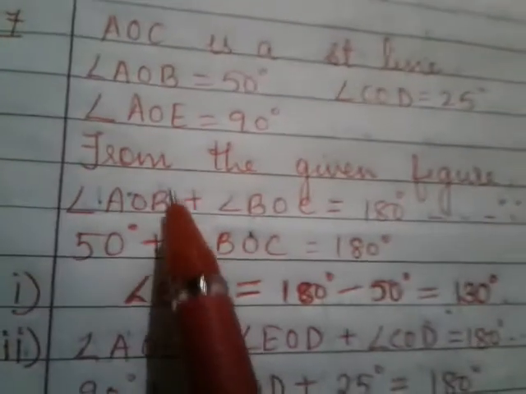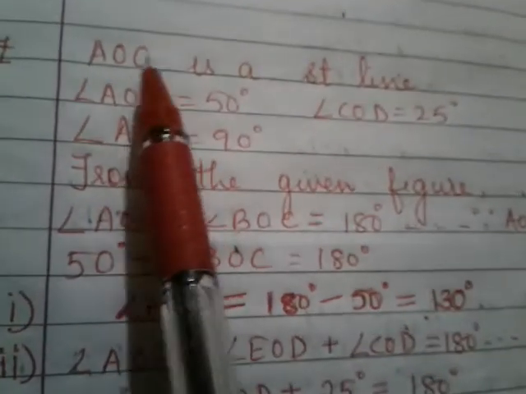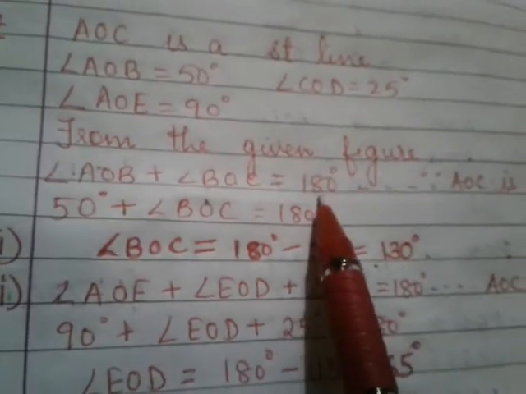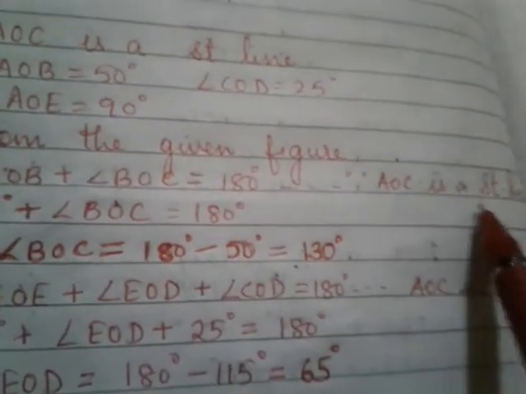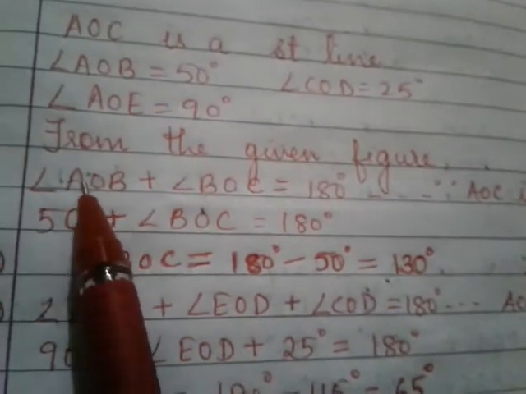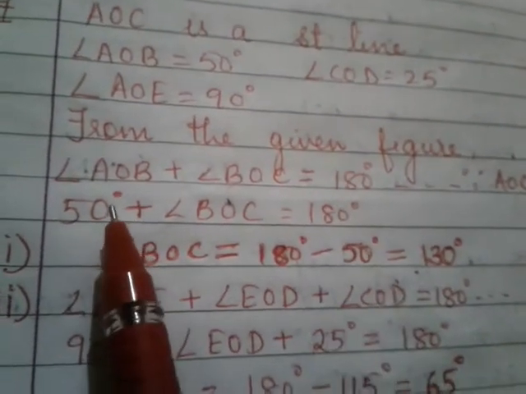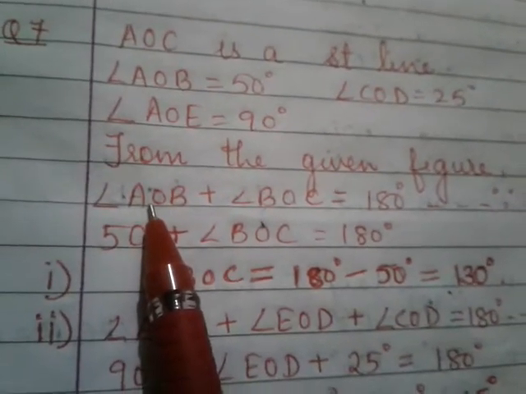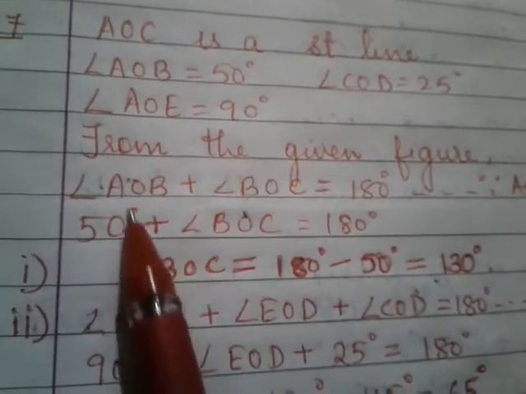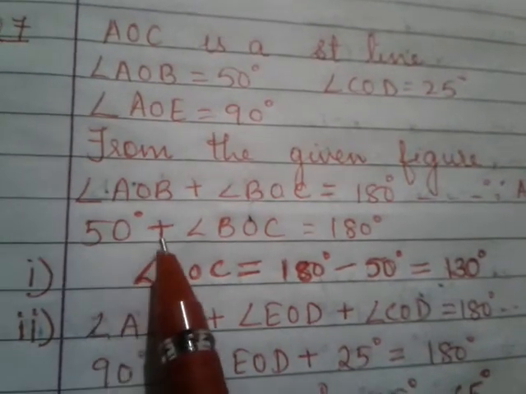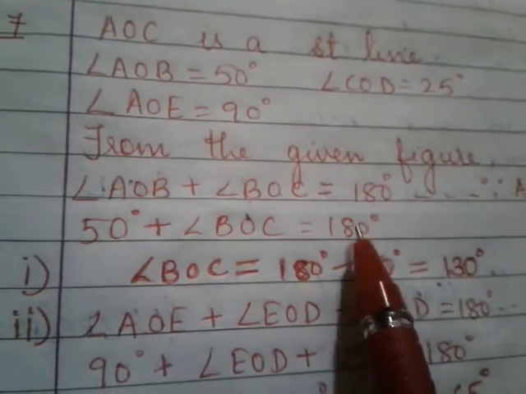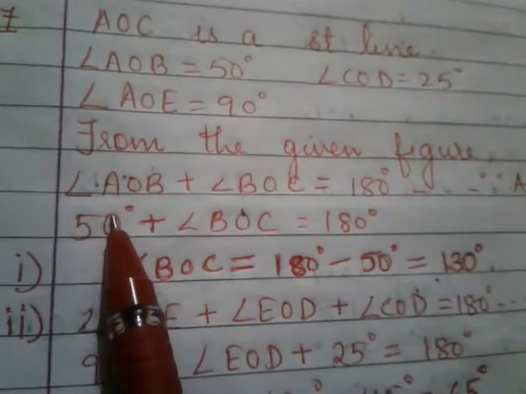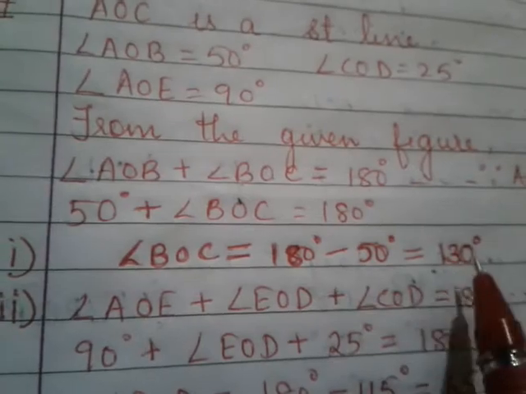So in the same way we have done here. From the given figure, you can see how I have written AOC is a straight line. Then AOB plus BOC equals 180 degrees, which I explained just now. Since AOC is a straight line, AOB plus BOC equals 180 degrees. So 50 degrees plus angle BOC is equal to 180 degrees. Why? Because the value of AOB is given, you can see the value of AOB is 50 degrees. So substitute 50 degrees instead of AOB: 50 degrees plus angle BOC equals 180 degrees. So angle BOC is equal to 180 degrees minus 50, meaning transpose this 50 degrees to the RHS. So 180 minus 50 is 130 degrees.